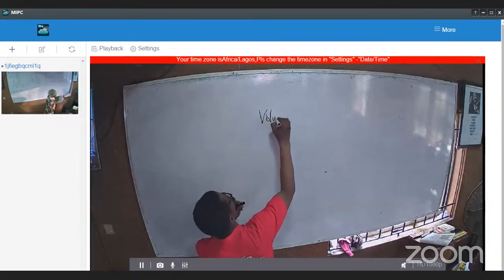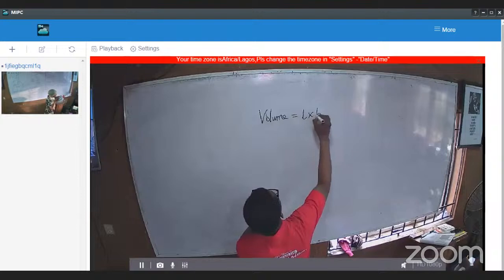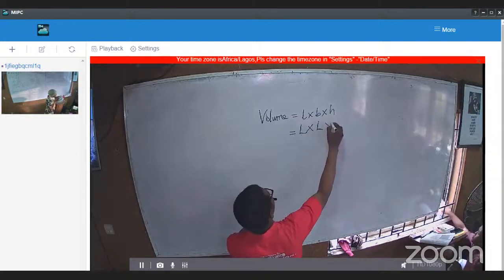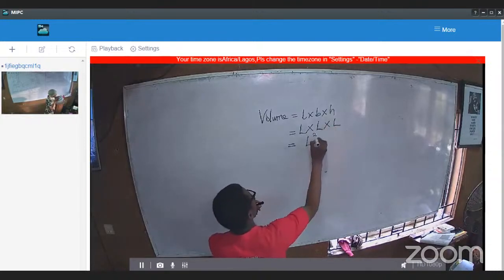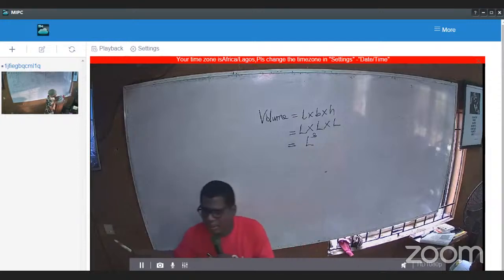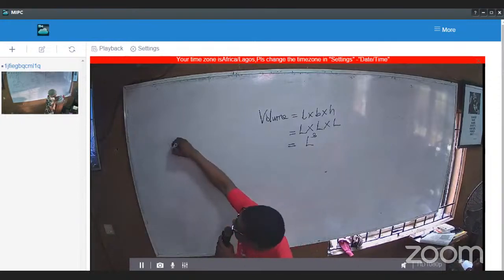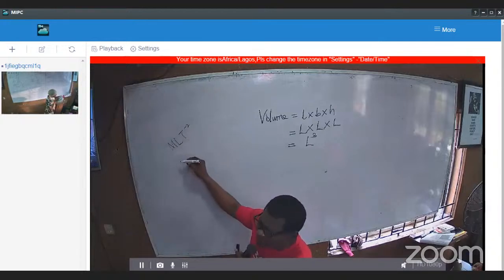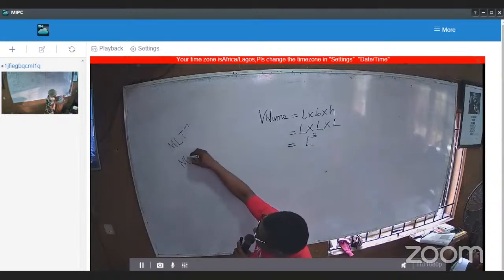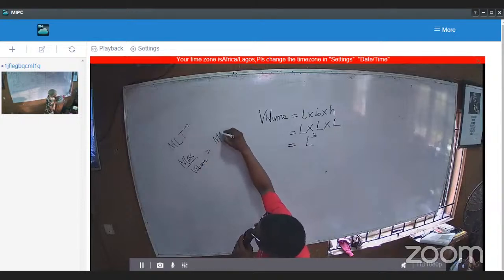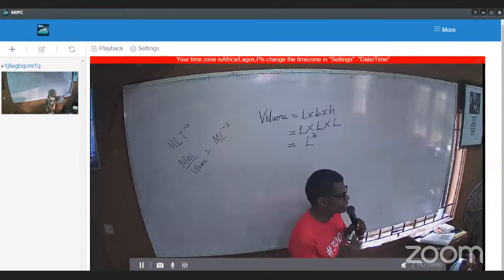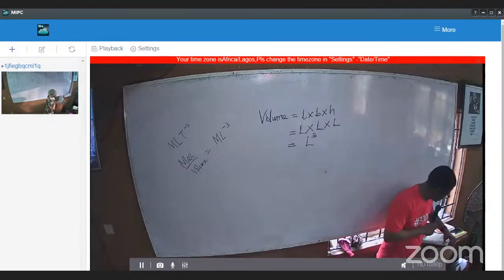So why is it volume? Look at volume. What is volume? Length times breadth times height. That's the answer, in terms of length only. Now weight is MLT minus 2, it has some other things. What's option B? Density is mass over volume. Mass is M, volume is L cubed, so density is ML minus 3. Another one, ML minus 1 T minus 2, is pressure. Last question on this.